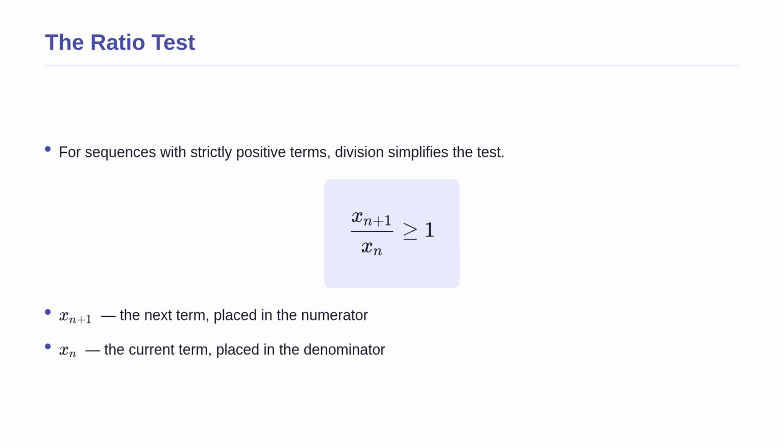If all the numbers in our sequence are strictly positive, we can use division instead of subtraction. We divide the next term by the current term. If the sequence is growing, the top number of this fraction will be larger than the bottom number, making the result greater than or equal to 1. Conversely, if the ratio is less than 1, the sequence is decreasing. This ratio test is incredibly useful for complex sequences where division simplifies things beautifully.